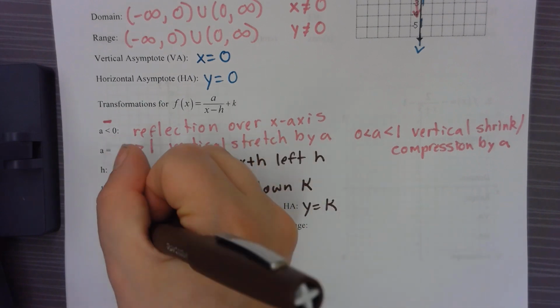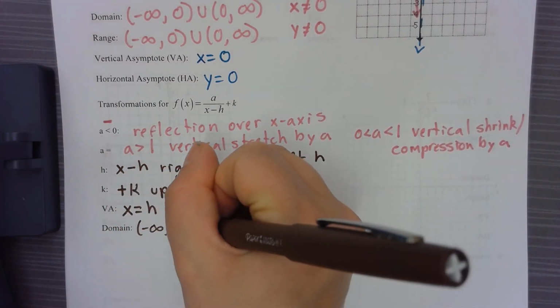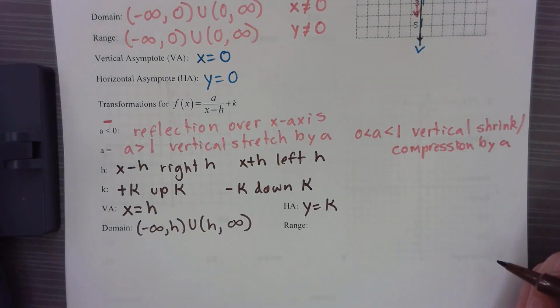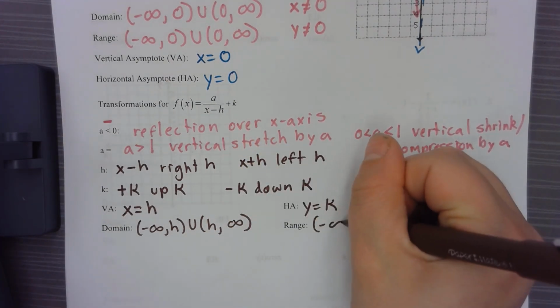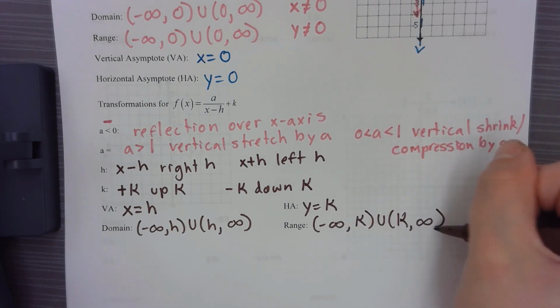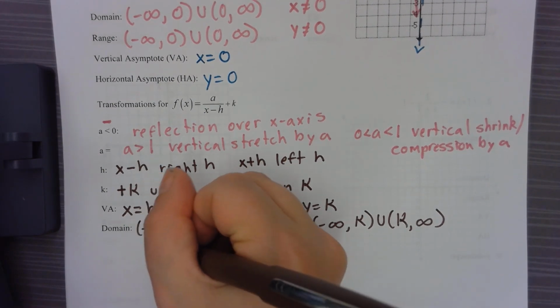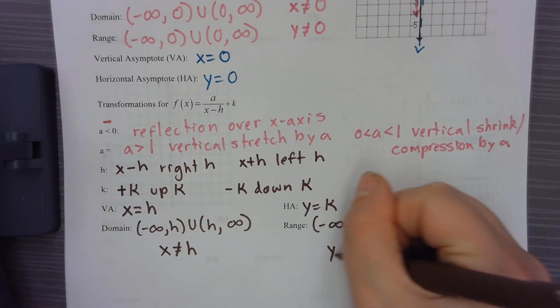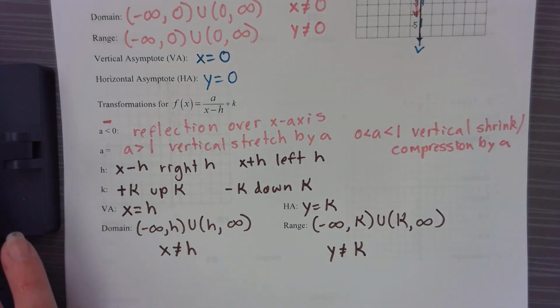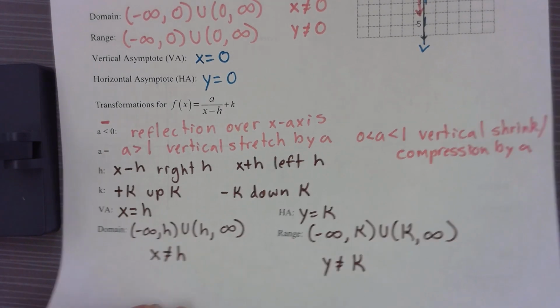So again, our domain is going to be everything except for that vertical asymptote. And that range is going to be everything except for that horizontal asymptote. Again, this could also be written as x does not equal h or y does not equal k. I'm probably going to write it in interval notation today, but these are other acceptable options, as long as you're following the directions, because if it asks you in interval notation, make sure you write it in that interval notation.